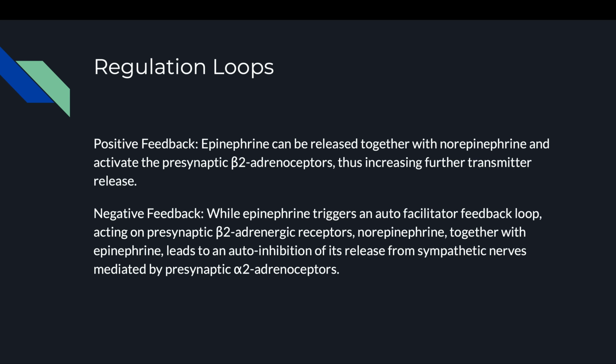Regulation loops. For positive feedback, epinephrine can be released together with norepinephrine and activate the presynaptic B2 adrenoceptors, thus increasing further transmitter release. For negative feedback, while epinephrine triggers an auto-facilitatory feedback loop acting on the presynaptic B2 adrenergic receptors, norepinephrine together with epinephrine leads to an auto-inhibition of its release from sympathetic nerves mediated by presynaptic adrenoceptors.